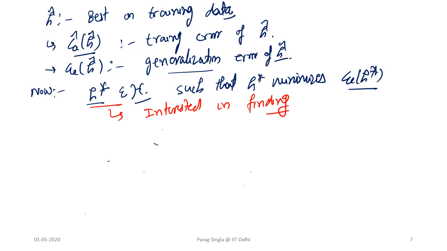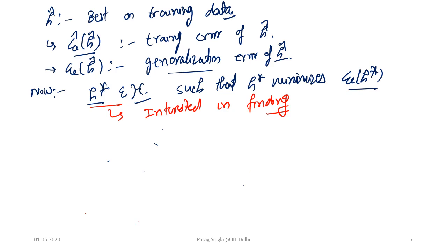Because if someone gave us access to generalization error and efficiently computed it for every hypothesis, then we would just simply output H star. But what we have instead is training error, which is a proxy for the generalization error. We want to understand how good a proxy the training error is. In particular, if we optimize the training error, we get H hat. And then what we are interested in is understanding how good or bad this H hat is in terms of its generalization.